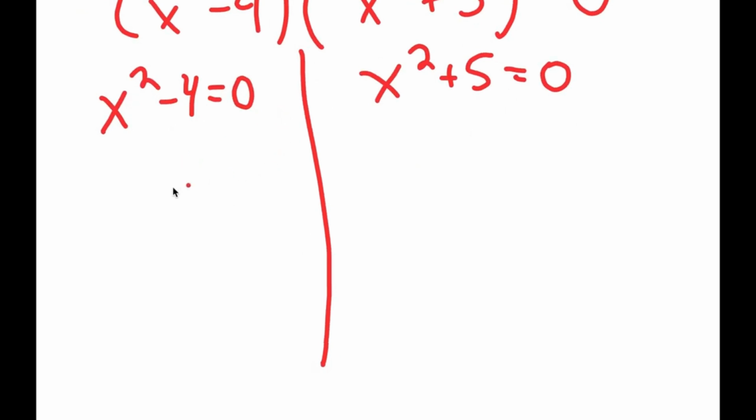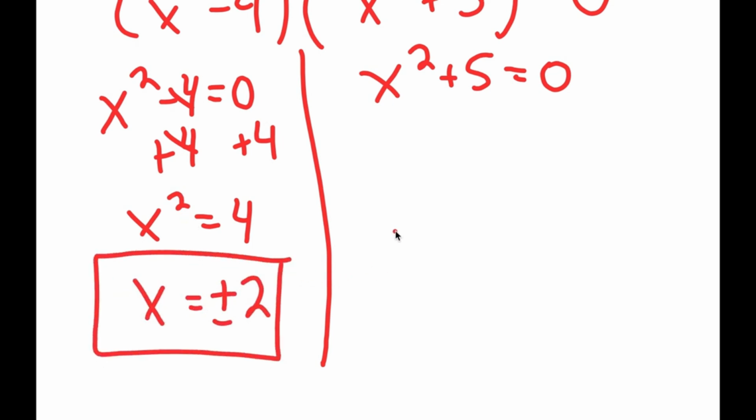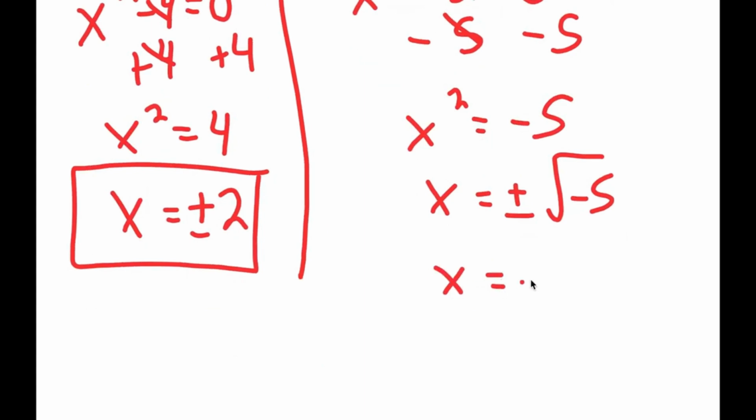So for x squared minus 4 equals 0, I can add 4 on both sides. So I get x squared is equal to 4, and this is equal to positive or negative 2. And for x squared plus 5 is equal to 0, I get x squared is equal to negative 5, and I get x is equal to positive or negative square root of negative 5, which is equal to positive or negative square root of 5i.